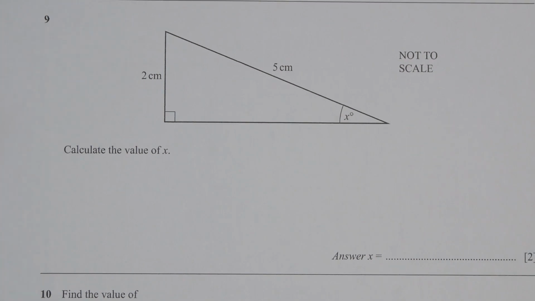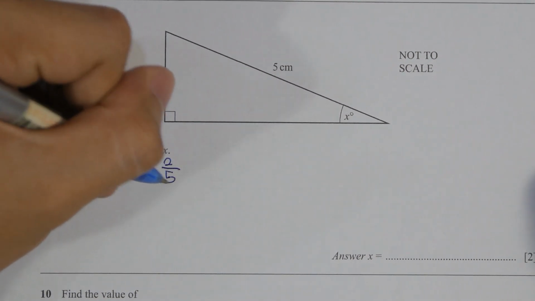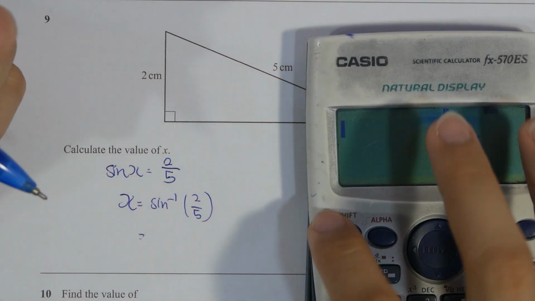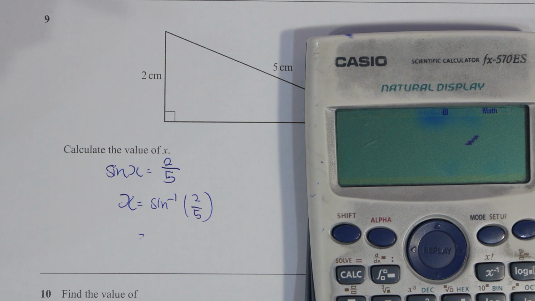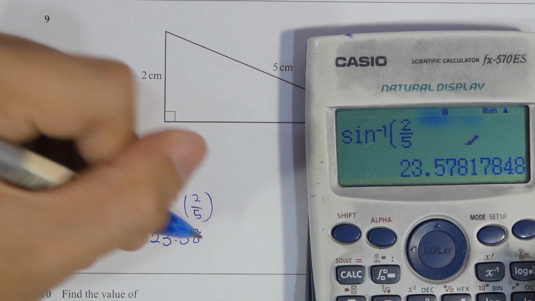Whereby for question 9, calculate the value of x. The opposite and hypotenuse has been given. Hence, we'll be using sine for this part. So sine inverse 2 over 5, the final answer will be 23.58.